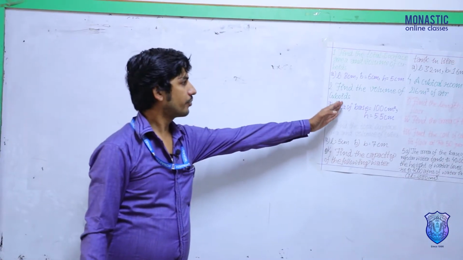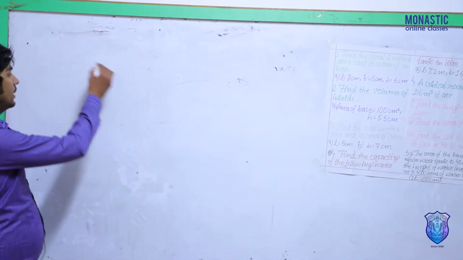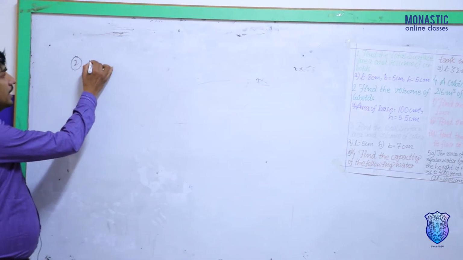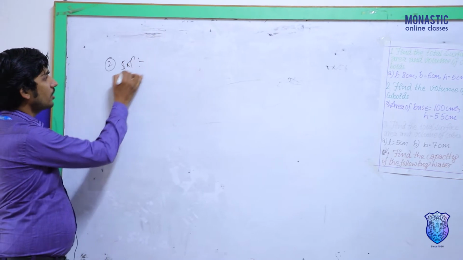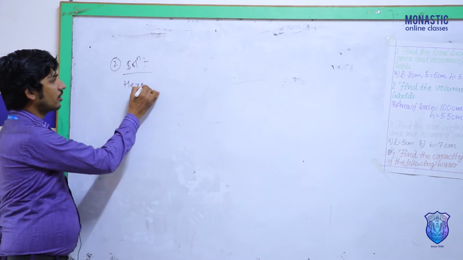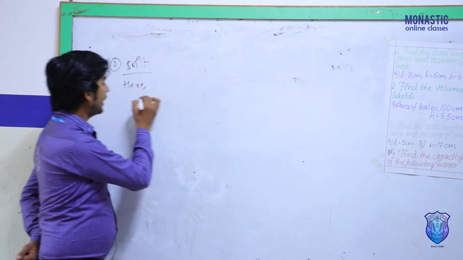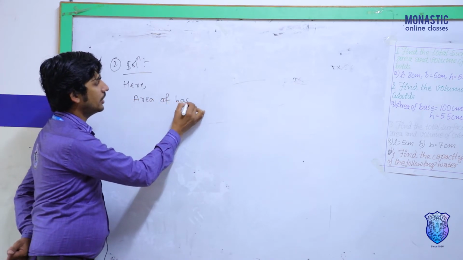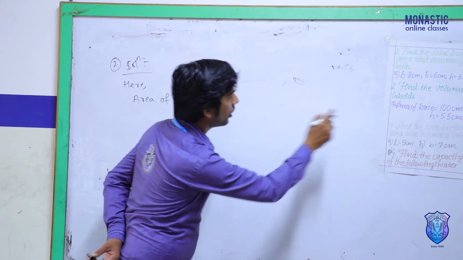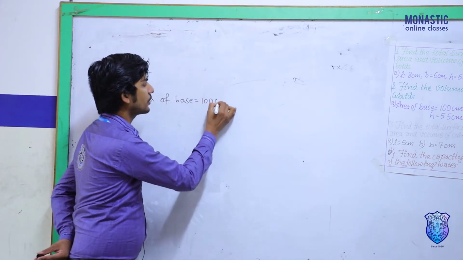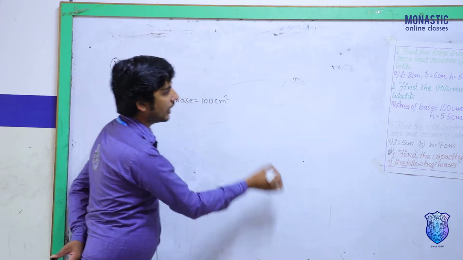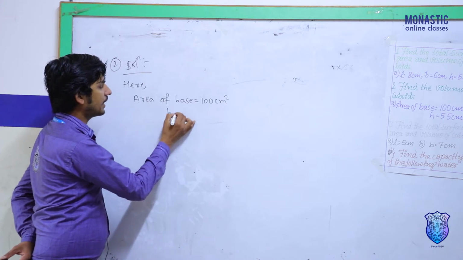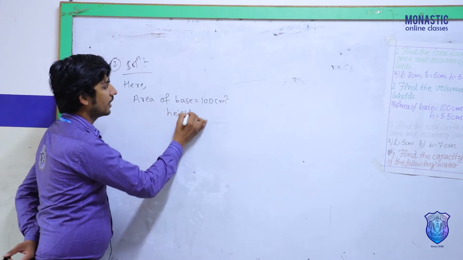So number two, what has been given there? We see that the area of the base is given there, that is 100 square centimeter, and the height is given there. How much is that?